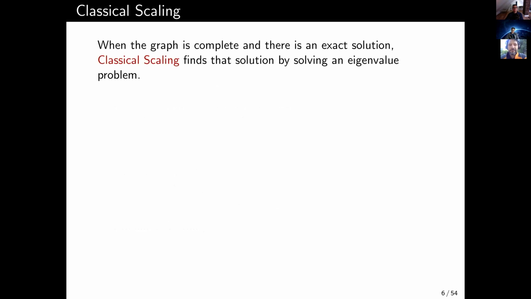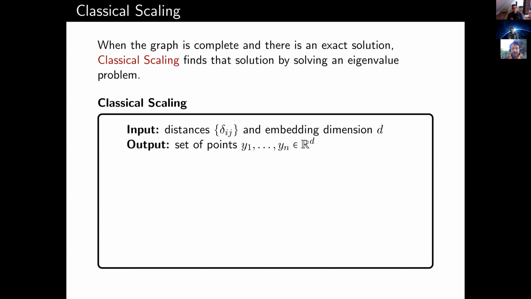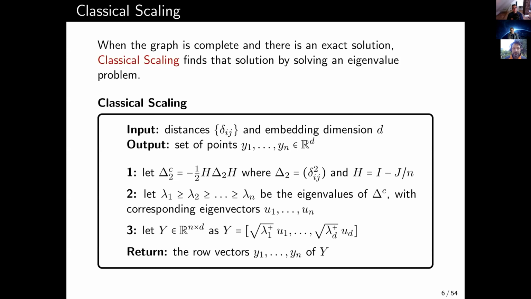Okay, so when the graph is complete, meaning all edge weights are available, there is an exact solution, if an exact solution can be found. And it can be found essentially by matrix decomposition, essentially an SVD. And the method is known as classical scaling. And it's the one that Torgerson came up with in the 1950s. So here it goes. This is the most well-known algorithm for this problem, but again it requires that all pairwise distances be available.